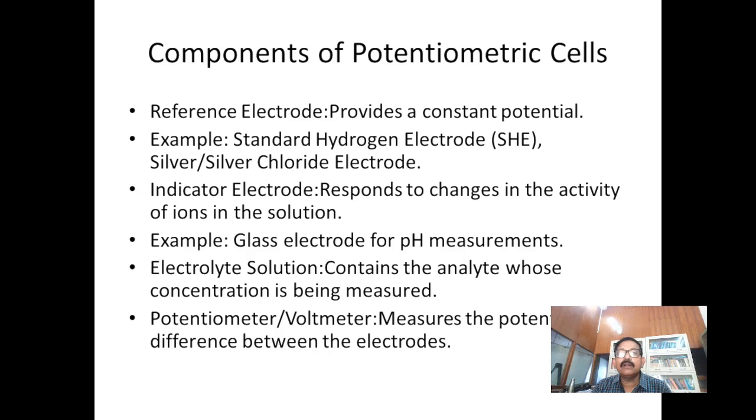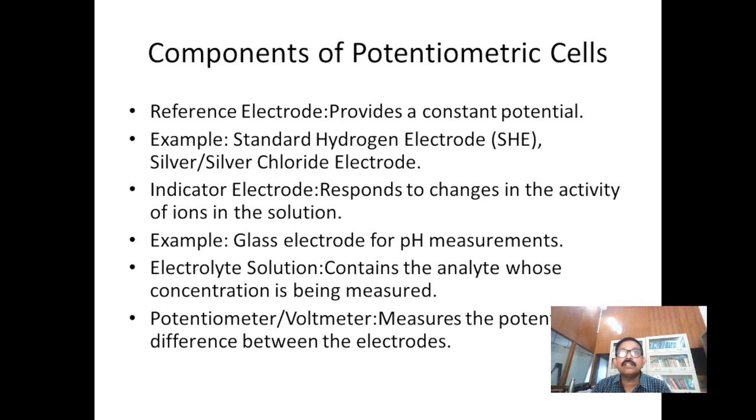Now, components of potentiometric cells. Let us see the various components in a potentiometric cell. The first one is the reference electrode. It provides a constant potential, without depending upon the concentration of the solution, throughout the potentiometric titration. The various reference electrodes are the standard hydrogen electrode, the silver chloride electrode and the platinum electrode.